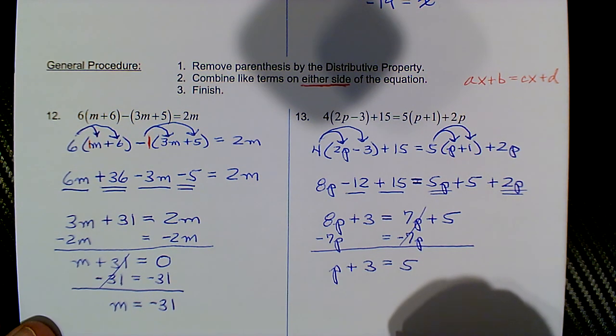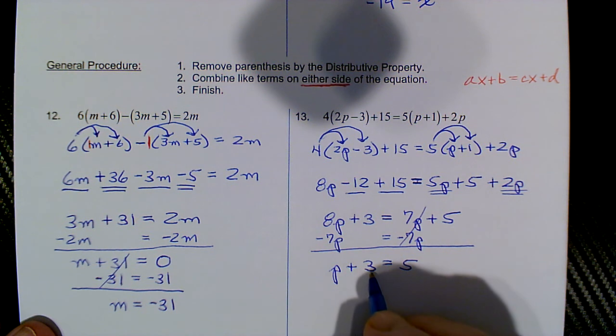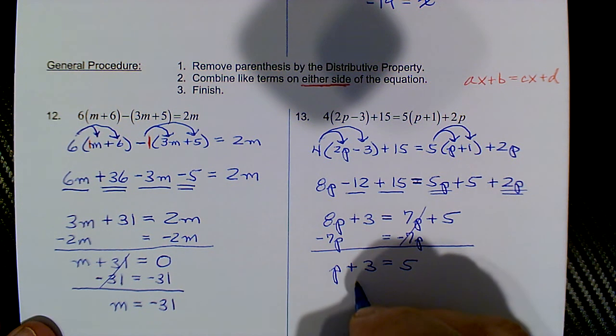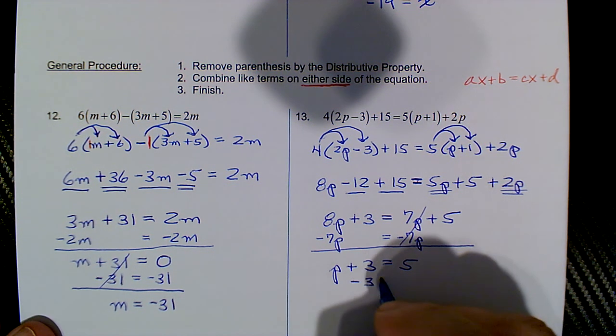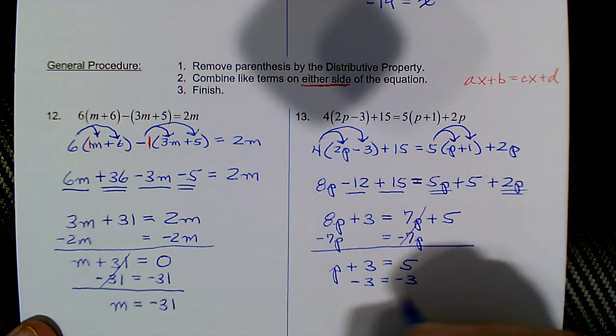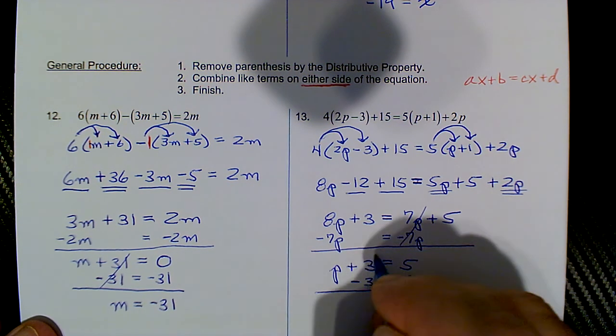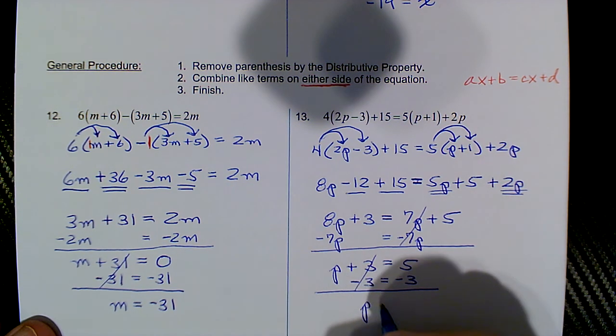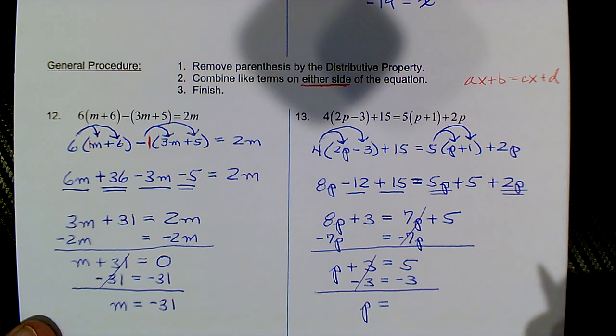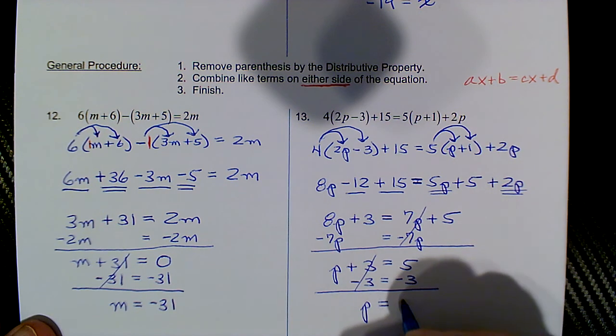And then to solve for p, we have to undo the positive 3 by subtracting 3. So subtract 3 from both sides. 3's are gone. Bring down the p, tuck it in next to the equals, and 5 minus 3 is 2.